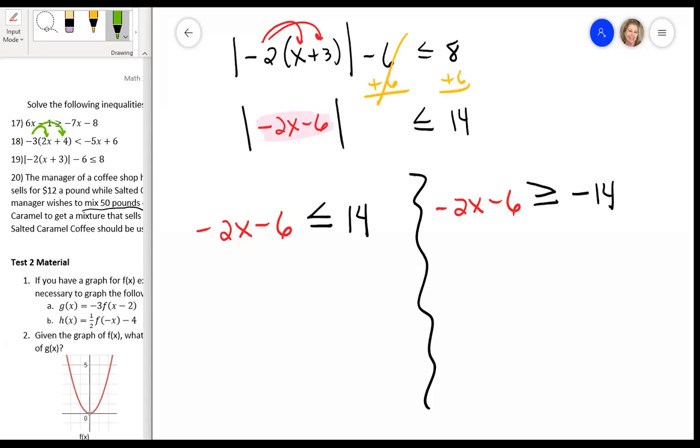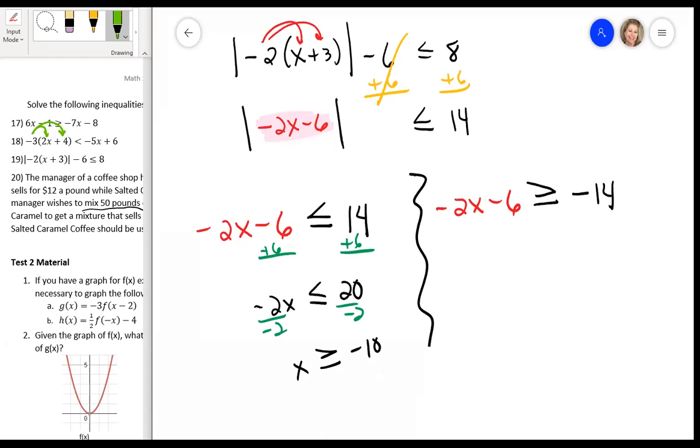And you solve both of them individually. So I would add 6 here. That's going to give me -2x is less than or equal to 20. Divide by -2. And of course, since I divided by a negative, I got to reverse my sign. So that one's x is greater than or equal to -10.